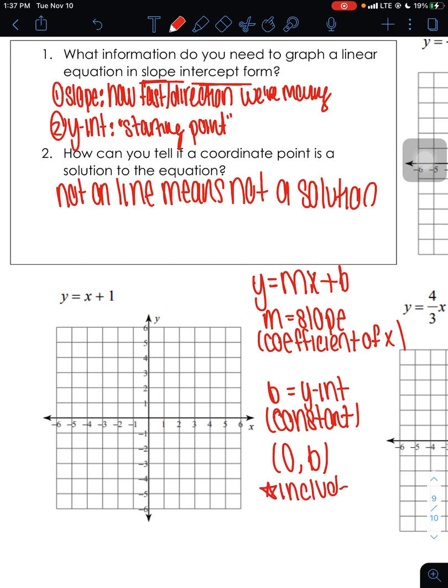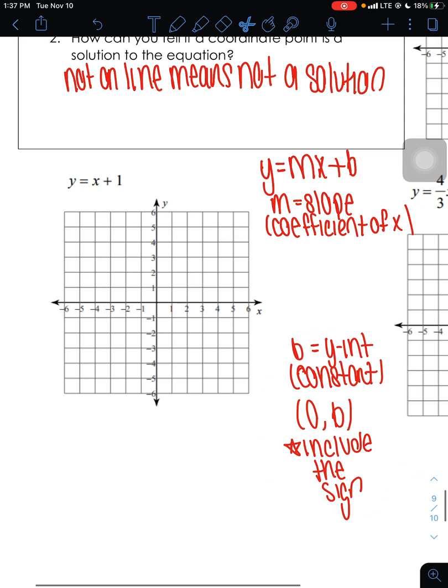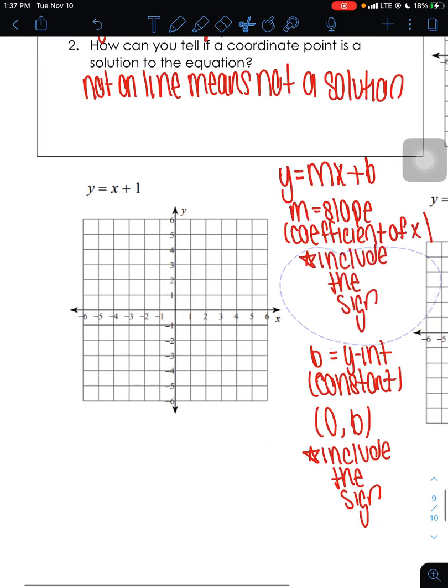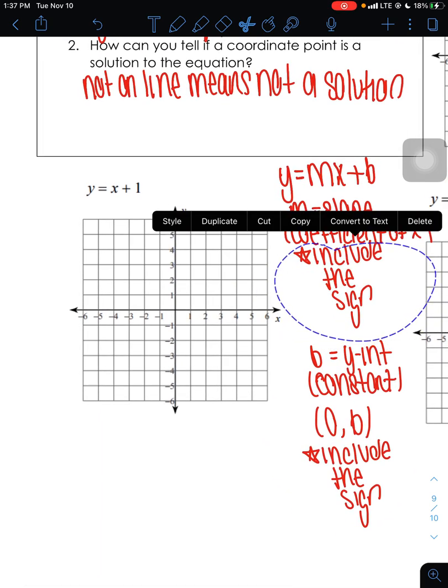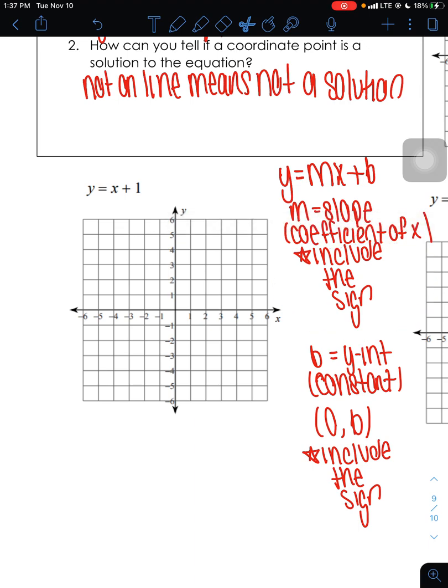And regardless if we're dealing with the slope or if we're dealing with the y-intercept, the sign is important. So I'm going to copy that up there, y'all. I hope y'all remember sign. If you guys don't remember anything else, please include your sign. So let's go ahead and identify what the slope and the y-intercept is going to be for this equation.